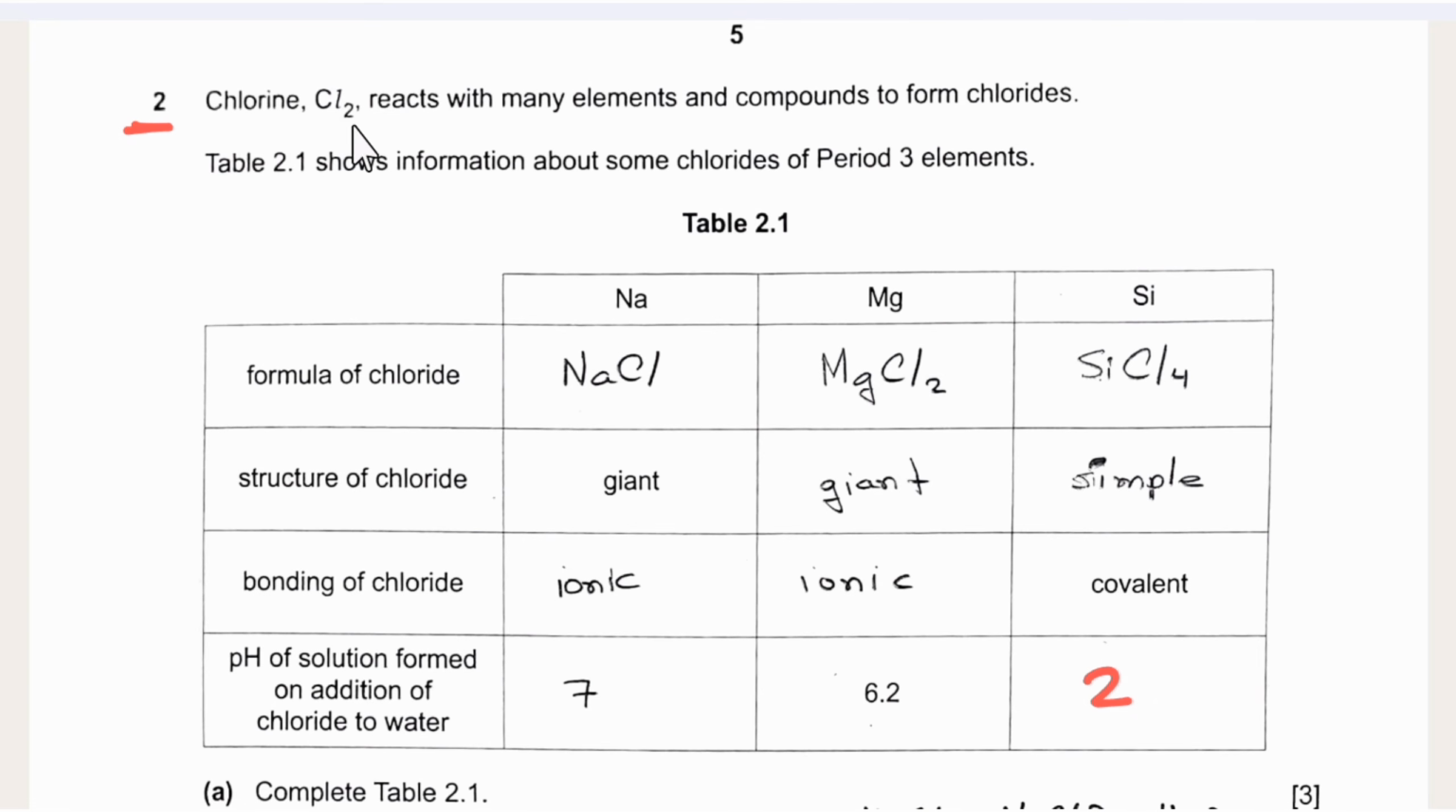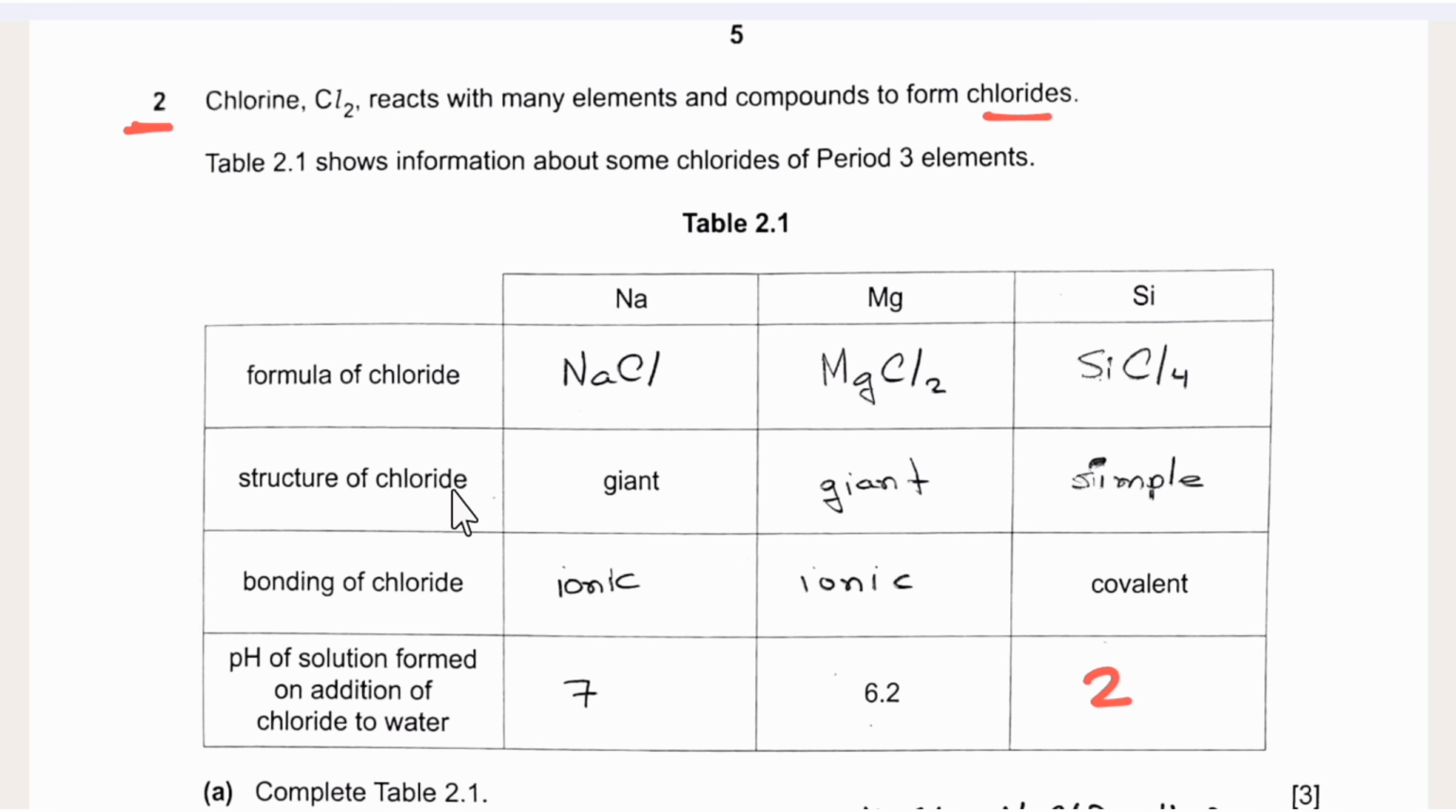Question number 2. Chlorine reacts with many elements and compounds to form chlorides. Table 2.1 shows the information about some chlorides of period 3 elements: sodium, magnesium and silicon. Formula of chloride: sodium chloride NaCl, magnesium chloride MgCl2, silicon chloride SiCl4.